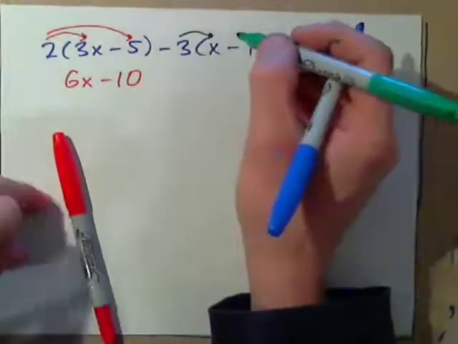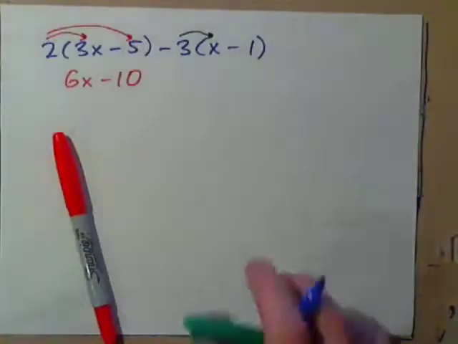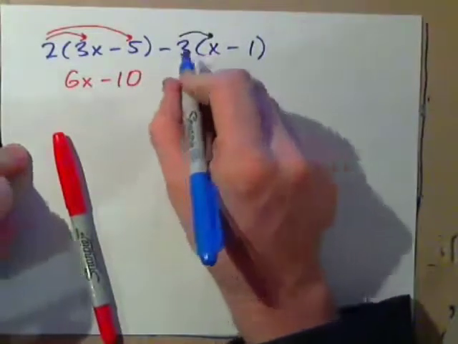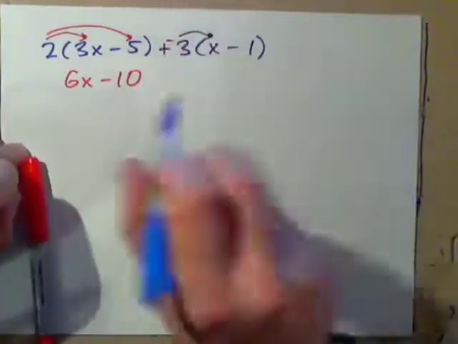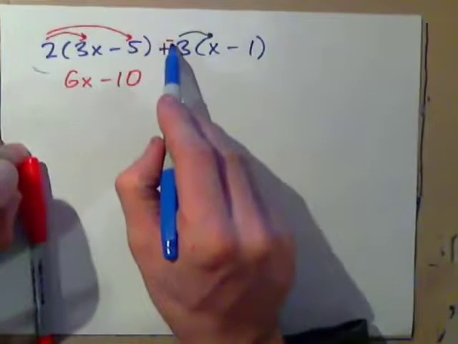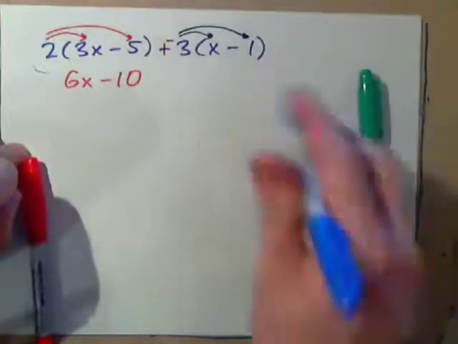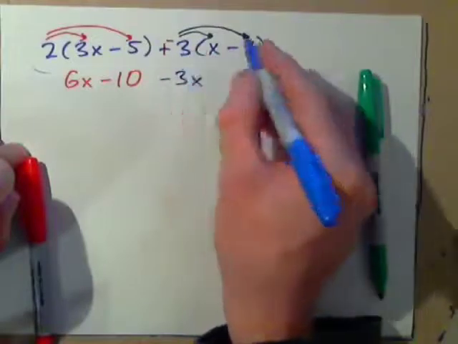The question is, do we multiply by positive 3 or do we multiply by negative 3? And the answer is, we multiply by negative 3. I mean, if they wanted us to multiply by positive, they would have put a plus sign here. And remember, this subtraction can be changed to plus negative. So it's all of this plus a negative 3 times everything. Okay? So multiply everything by negative 3. Negative 3 times x makes negative 3x. Negative 3 times negative 1.